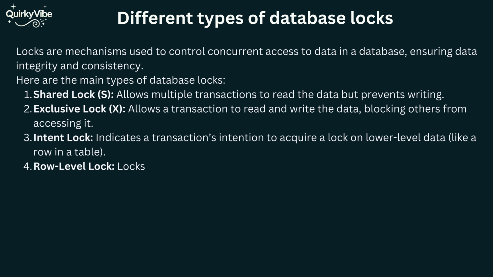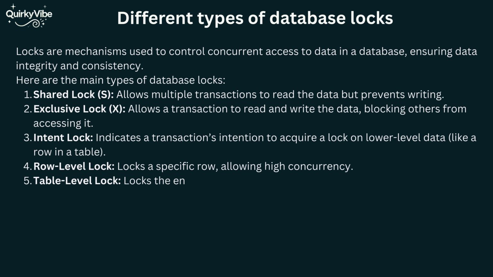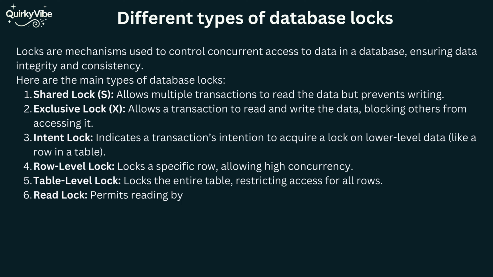Row-level lock, locks a specific row, allowing high concurrency. Table-level lock, locks the entire table, restricting access for all rows. Read lock, permits reading by multiple users but prevents writing.